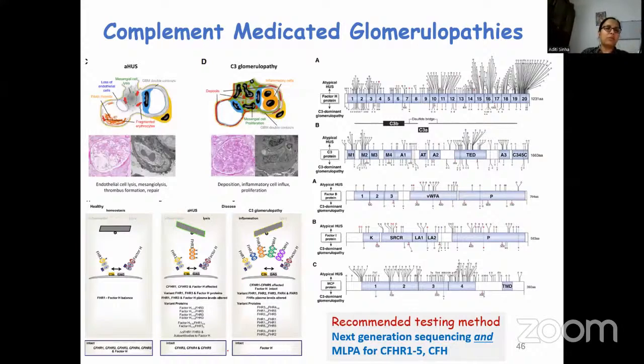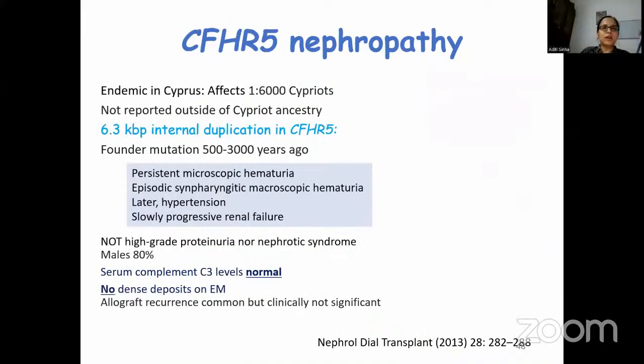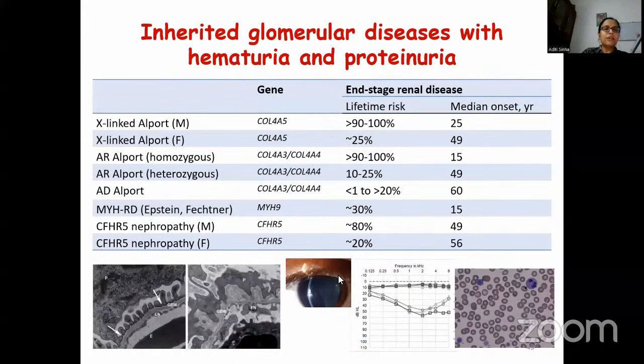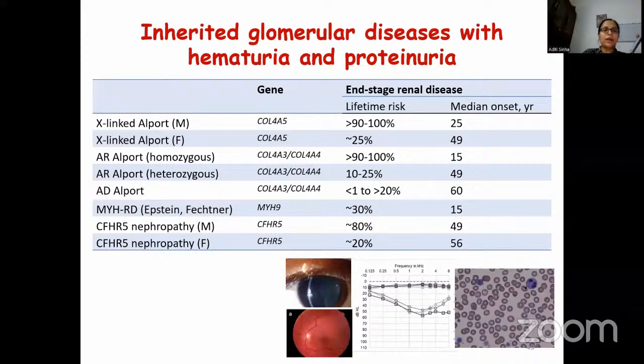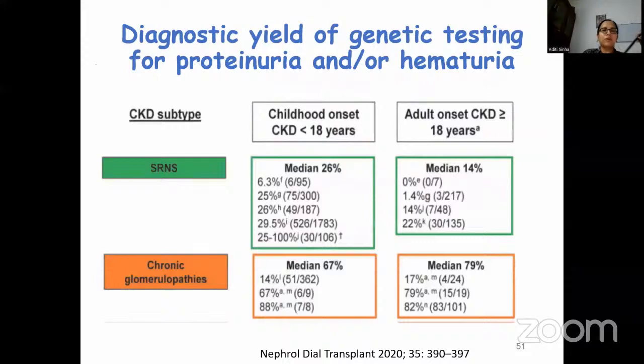Similar is the scenario with atypical HUS. Fibronectin nephropathy and CFHR5 nephropathies are conditions that I'll gloss over and leave you with this list of conditions which we must recognize, because these are all inherited glomerular diseases which cause hematuria and proteinuria and have a high risk of kidney failure. The list doesn't really stop here. You have a variety of phenotypes and a variety of causes, and therefore you must understand that there is much to know and much to learn as we go forward.